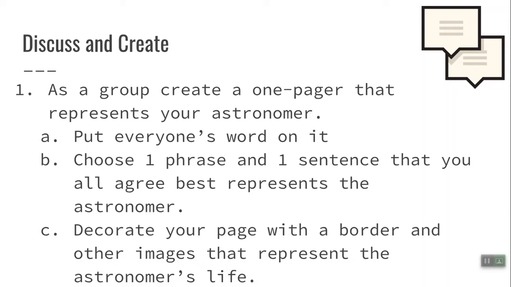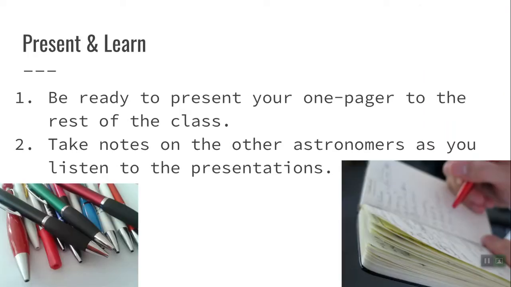So you all probably chose different phrases and different sentences, and you have to discuss which one you think actually represents the astronomer the best. Once you finish that, you're going to be decorating your page with a border and other images that represent the astronomer's life. After that, you're going to present, not in a super formal way. You'll just present at your table.